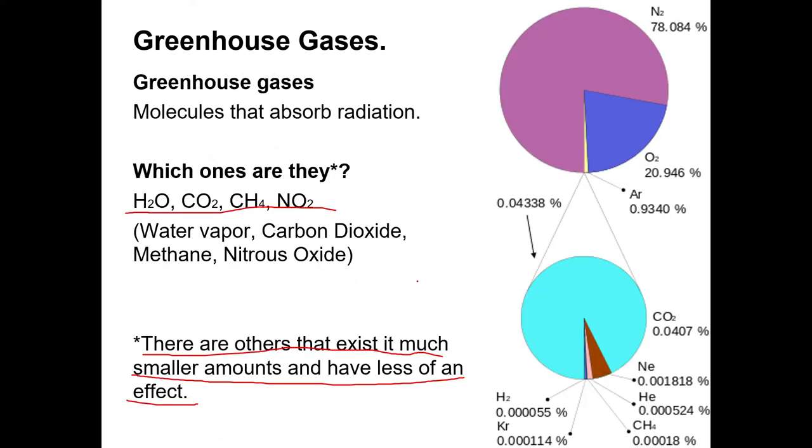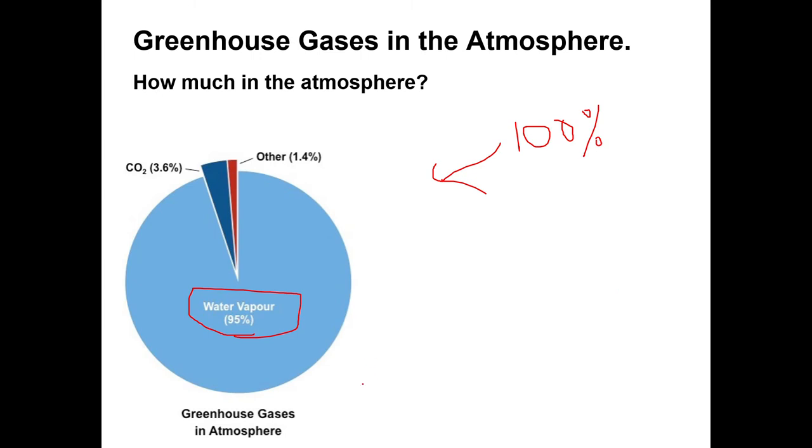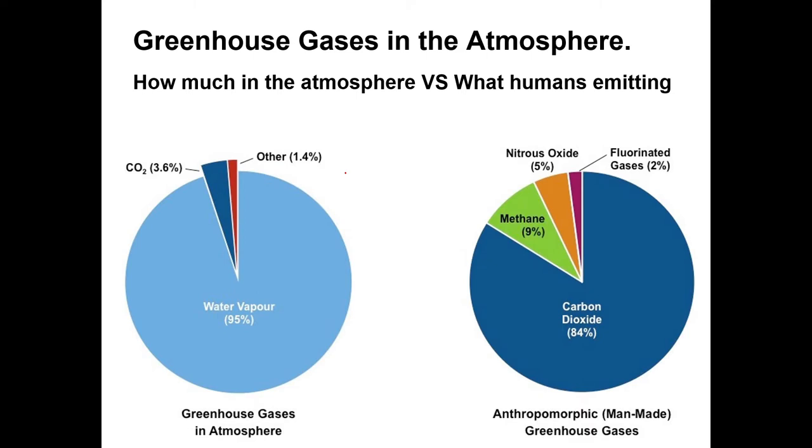Oh, I should back up. I misspoke. I said CO2 did the majority of the warming. Water vapor plays a massive, massive, massive part. Good ol' H2O. So, a majority of the greenhouse gases in our atmosphere are H2O, a little bit of CO2, and then the rest, everything else, is about 1.4%.